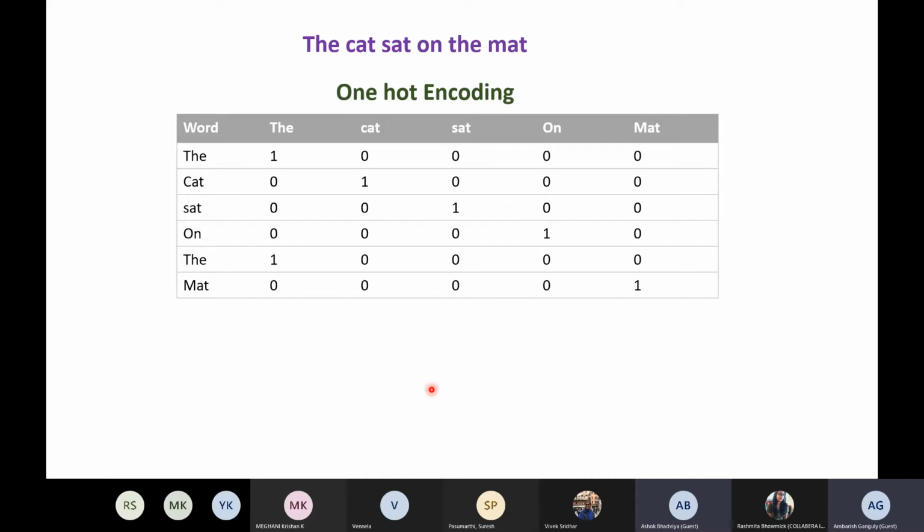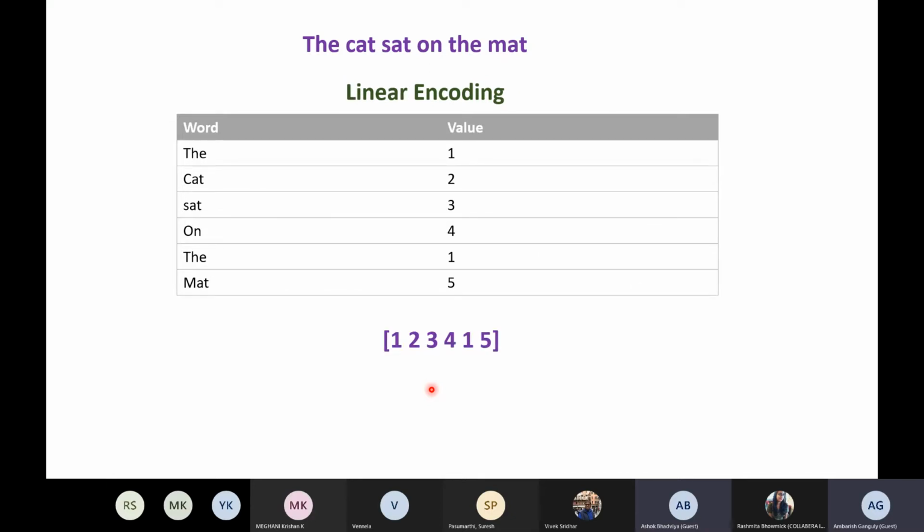So the next step people would take is linear encoding, in which they assign a value to each word. The becomes one, cat becomes another value, two, three. So for the cat sat on the mat, you would have this type of vector.